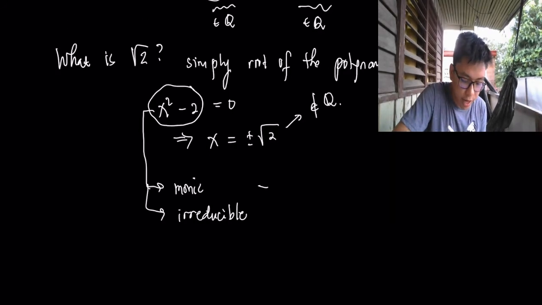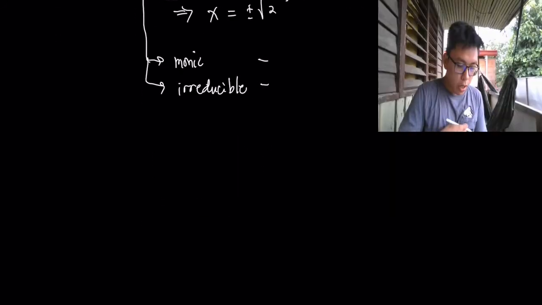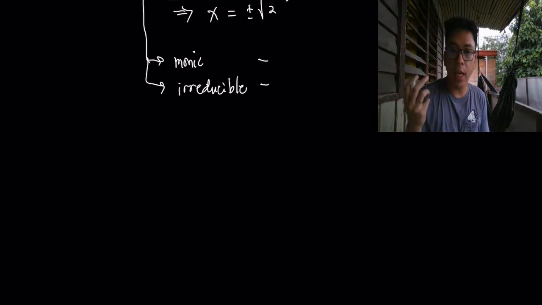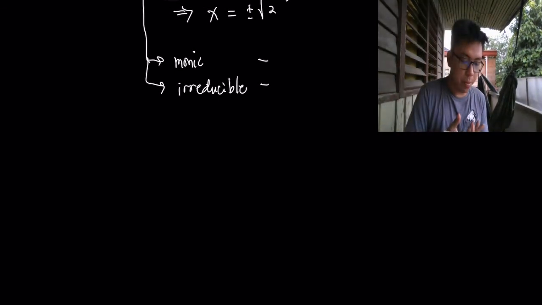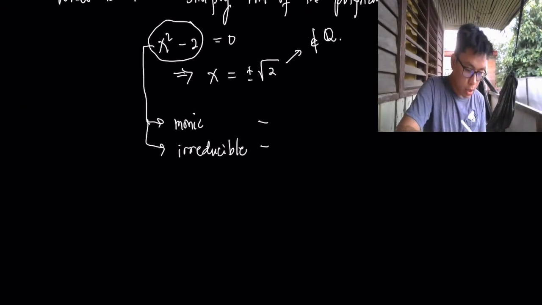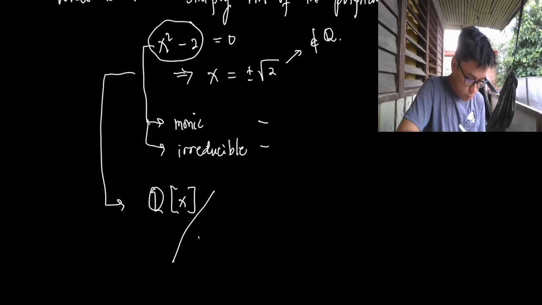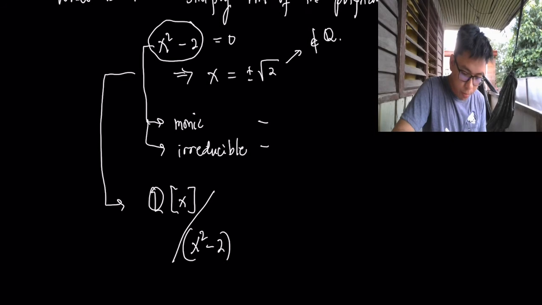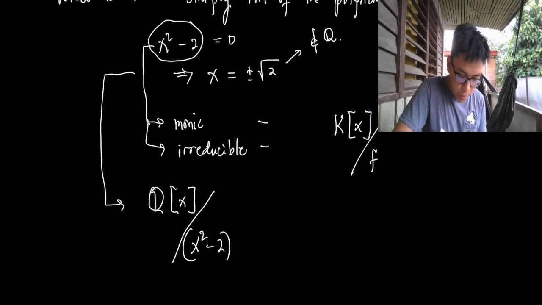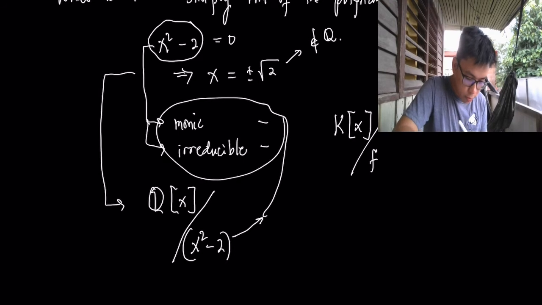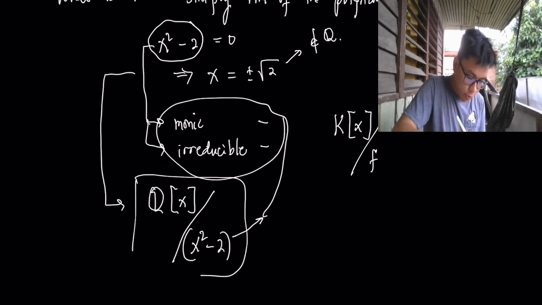I will provide a separate discussion for monic and irreducible polynomials. Since we know that square root of 2 is a root of the polynomial x squared minus 2, we can consider x squared minus 2 instead. This is of the form of a polynomial ring mod a polynomial, which in this case should be monic and irreducible.